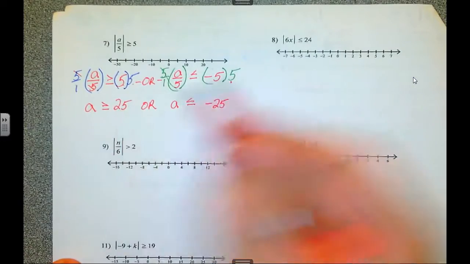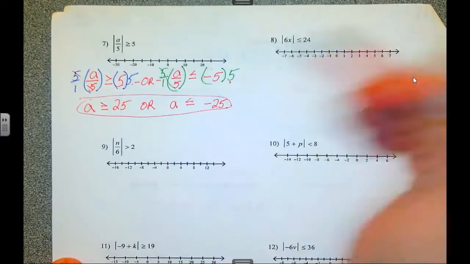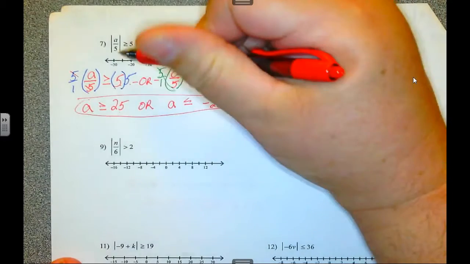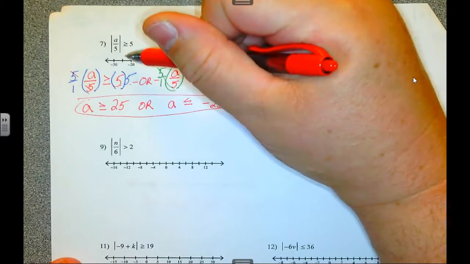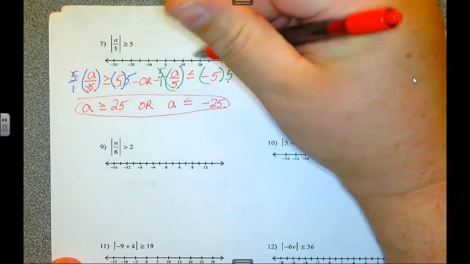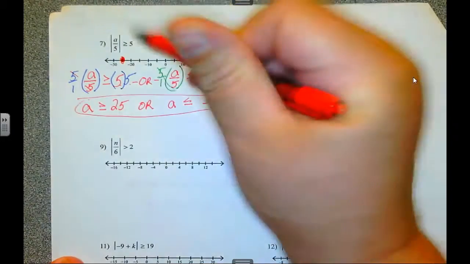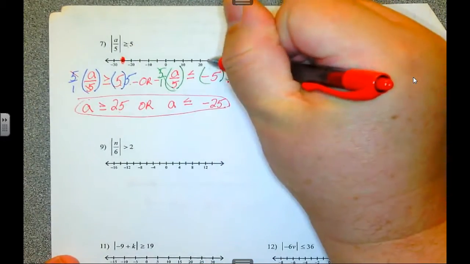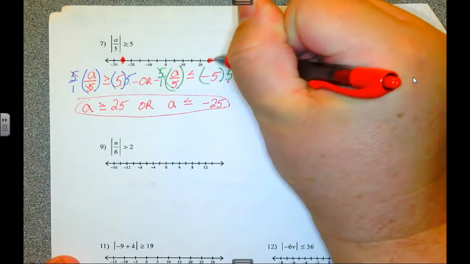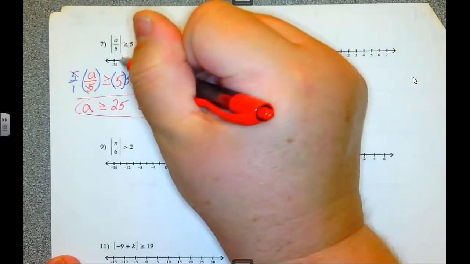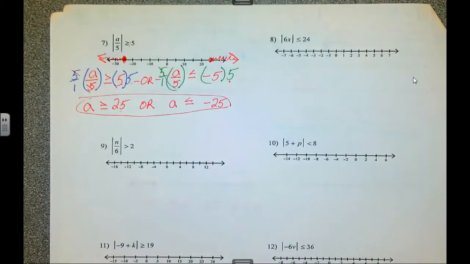Okay, here's my inequality statement. Okay, so I've got negative 25, closed circle, because of the equal sign, positive 25. It's an or, so I'm going to shade directions going out. Only if you divide by a negative number.